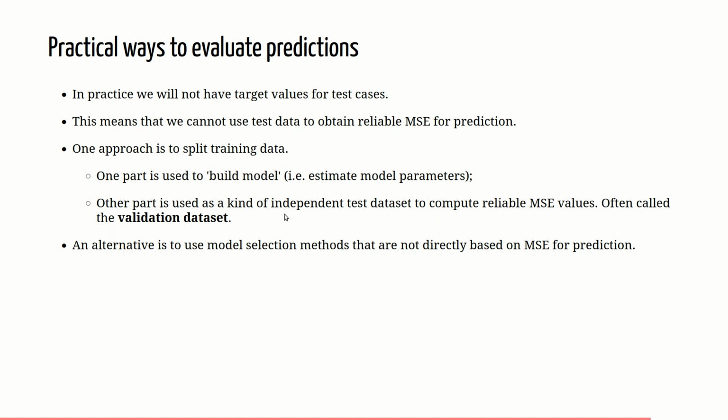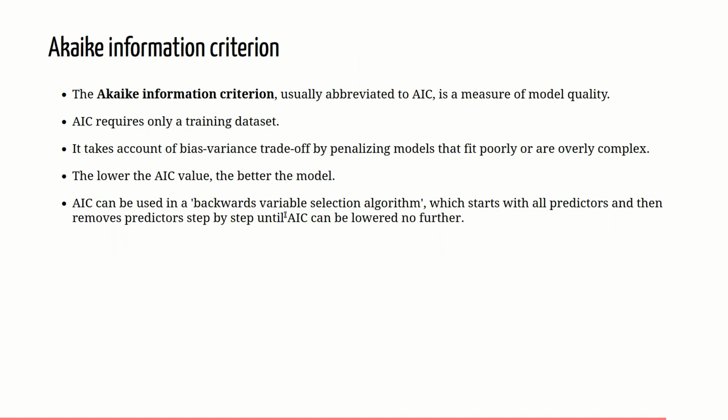Now, there are some alternatives, particularly in the case of a linear model. The mathematics of the linear model are such that you can construct model selection methods that aren't based on mean square error, and therefore take into account the bias variance trade-off. And the most common is the Akaike information criterion, which is often abbreviated to AIC.